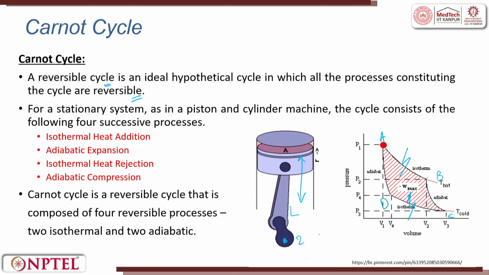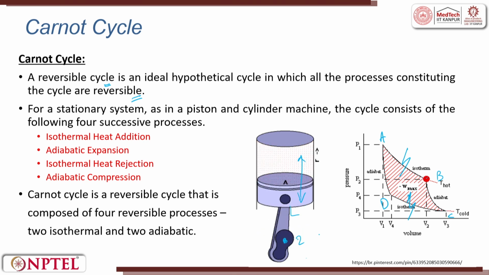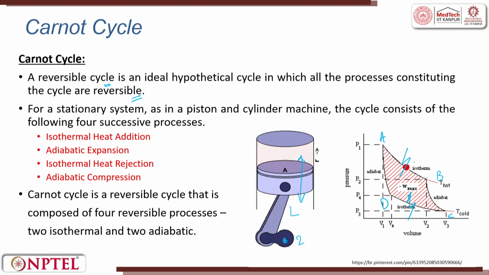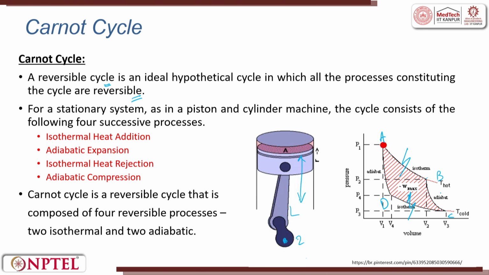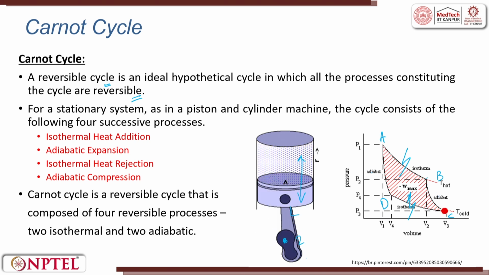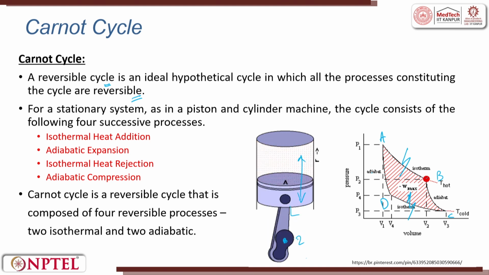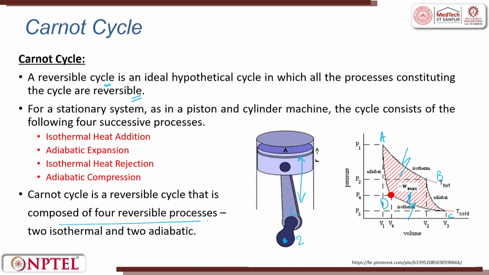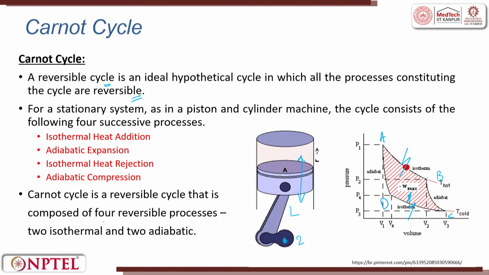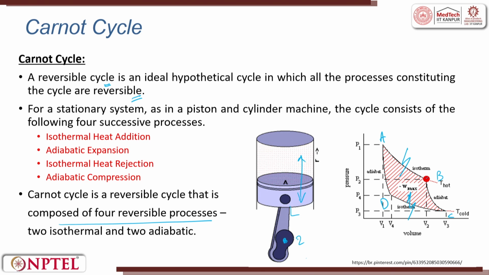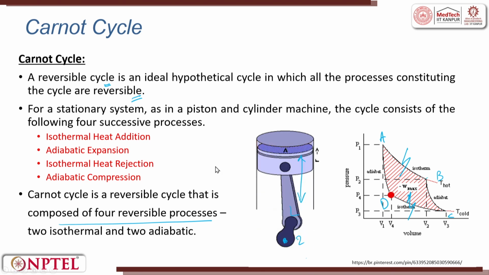For a stationary system, as in a piston and cylinder machine, the cycle consists of 4 steps. As I told you: isothermal heat addition, isothermal heat rejection, adiabatic expansion and adiabatic compression. The Carnot cycle is a reversible cycle composed of 4 reversible processes. So, what happens in isothermal expansion? We are seeing an animation here. I have made it into 4 parts.